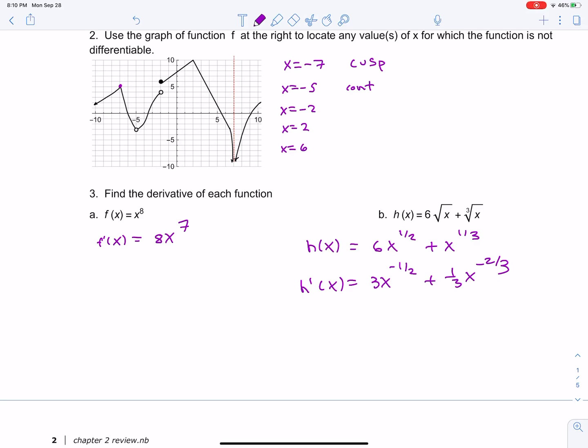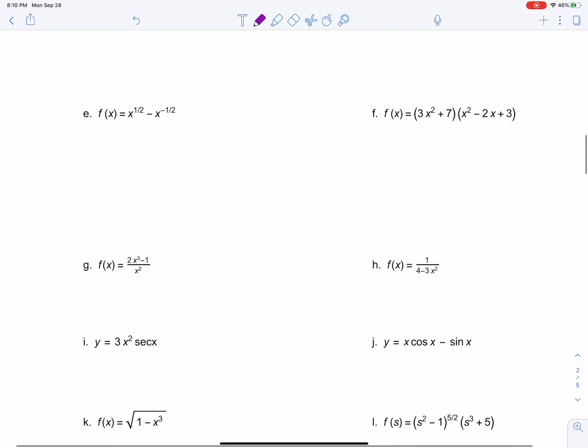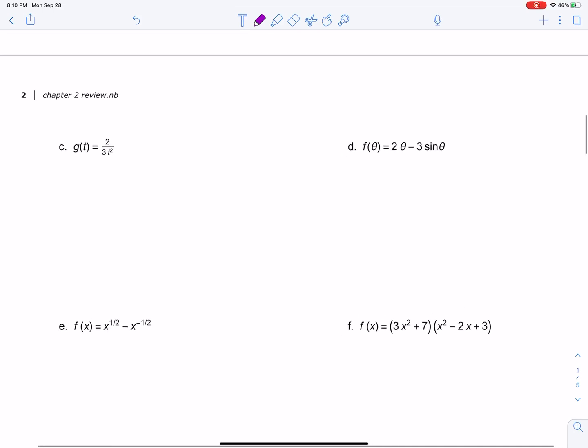Okay, let's keep on going. Let's see. I don't know how far I'm going to go here. Let's do a few more, though. Let's do letter C.